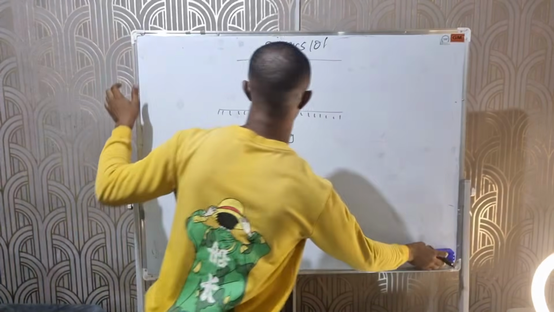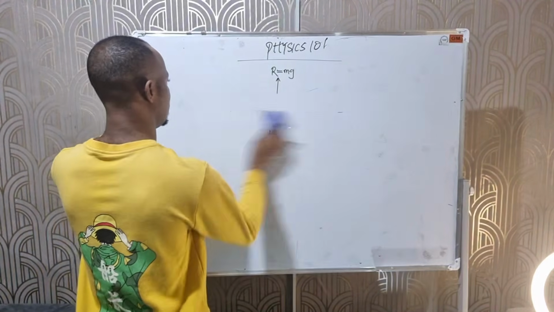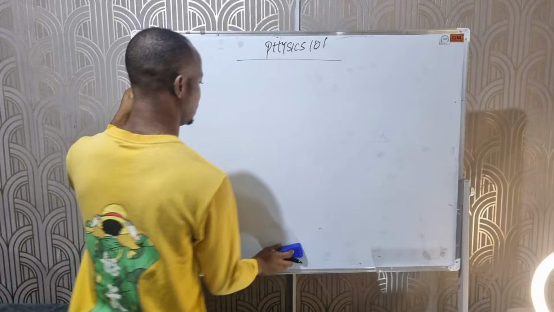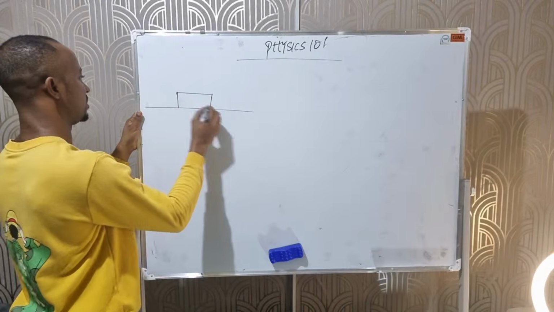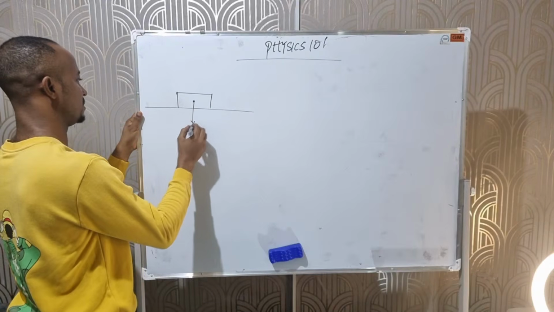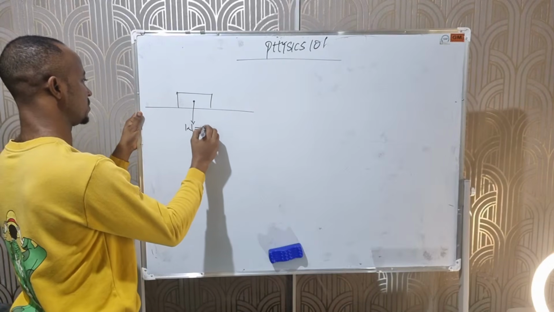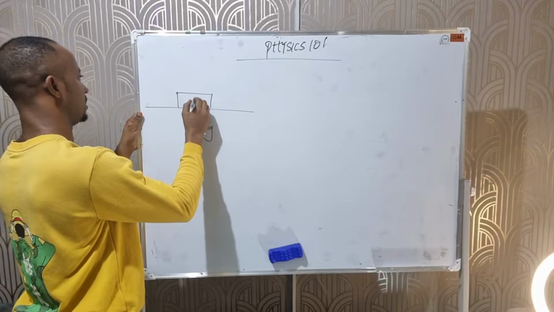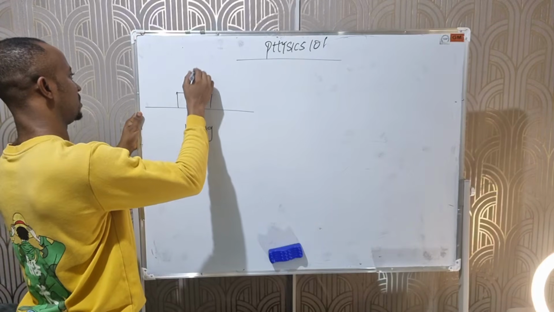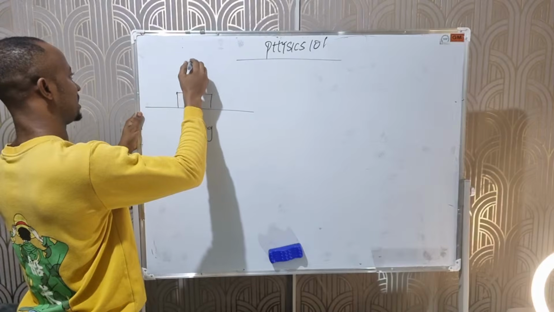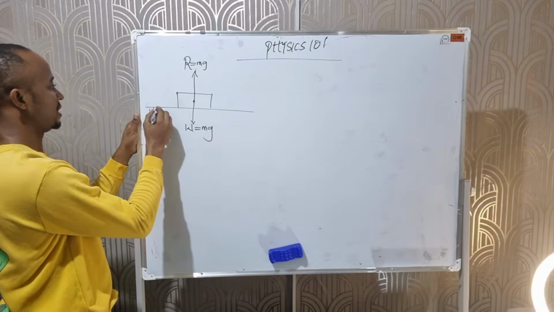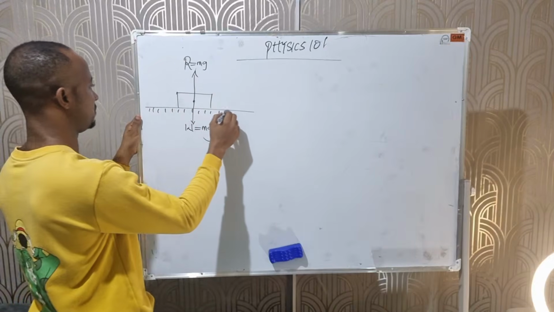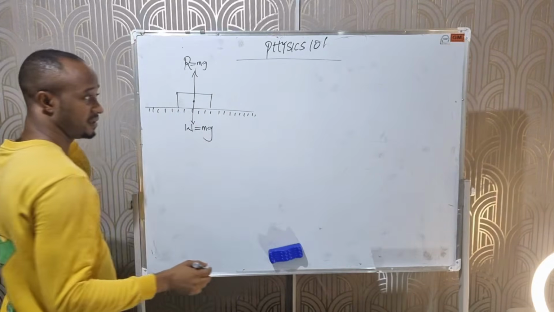Let me bring this out this way first for us to compare them together. If I have a body here, the weight is acting down. The weight equals mg. There's a force here, which is called the normal reaction, always acting up, R equals mg. Then we are looking at a case where we have a rough surface.